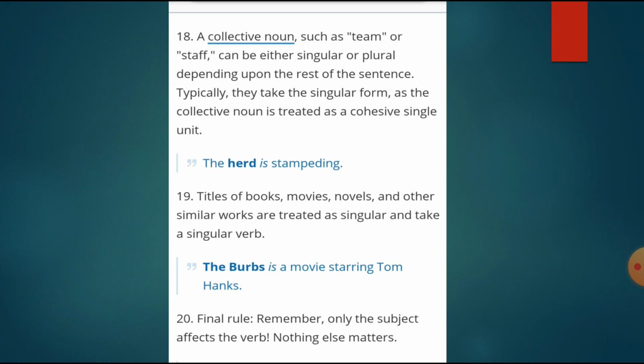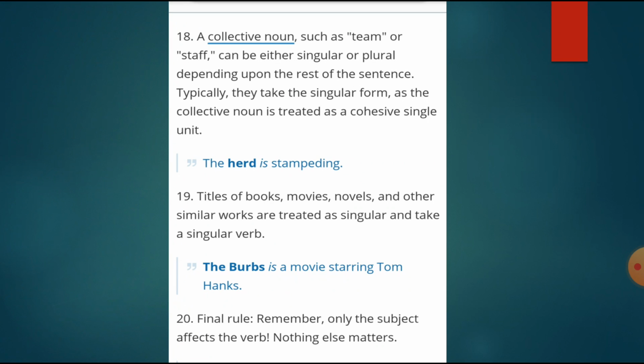18. A collective noun such as team or staff can be either singular or plural depending upon the rest of the sentence. Typically, they take the singular form, as the collective noun is treated as a cohesive single unit. The herd is stampeding.